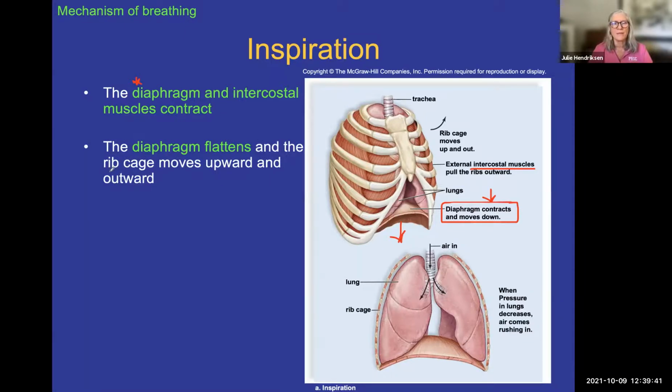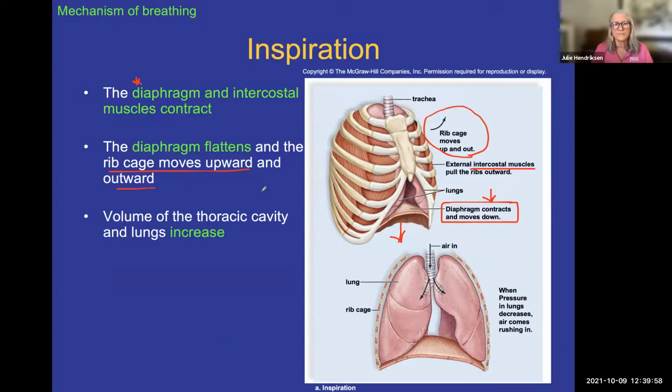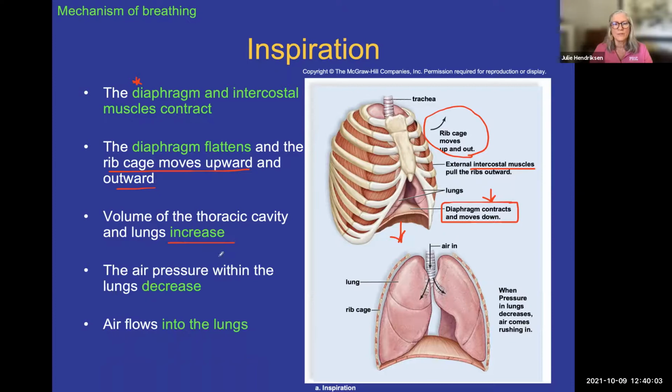Diaphragm flattens, rib cage moves upward and outward. That's what's shown here. And because it gets bigger, you're going to now have a bigger space, which is less pressure than what's out here. So that's going to act like a vacuum and bring in the air. Overall, volume or the space is getting bigger, which means the pressure goes down. So because of that, airflow direction is in. As soon as you make your chest bigger, air is going to come in because of this vacuum-like pressure situation that we've created.